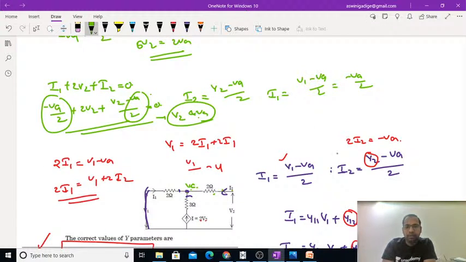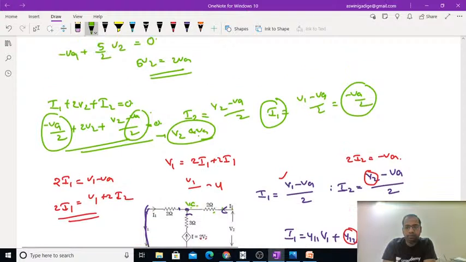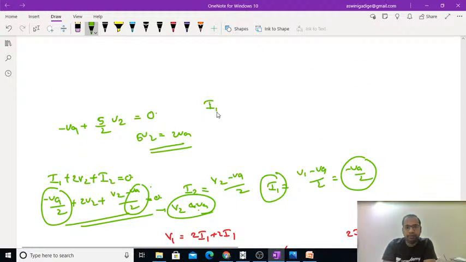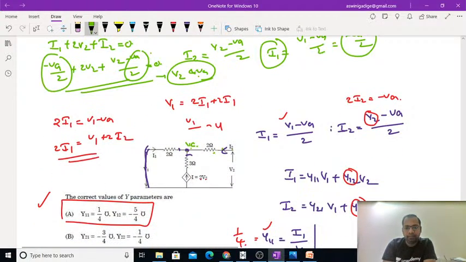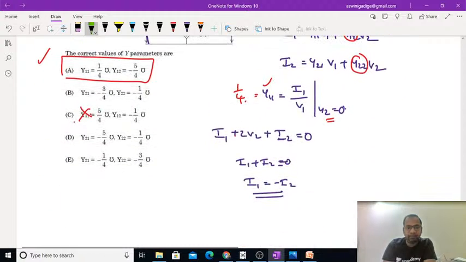So, based upon this expression, I1 is equal to minus VA by 2. Take this one, I1 is equal to minus VA by 2, that is equal to minus 1 by 2. Here, from this one VA is nothing but 5 by 2 into V2, that is equal to minus 5 by 4 V2. That means I1 by V2 is equal to minus 5 by 4, right? I1 by V2 is nothing but Y12. So Y12 I got as minus 5 by 4.